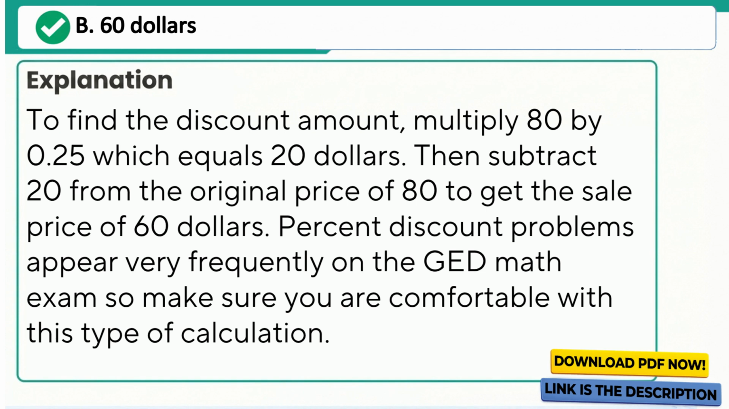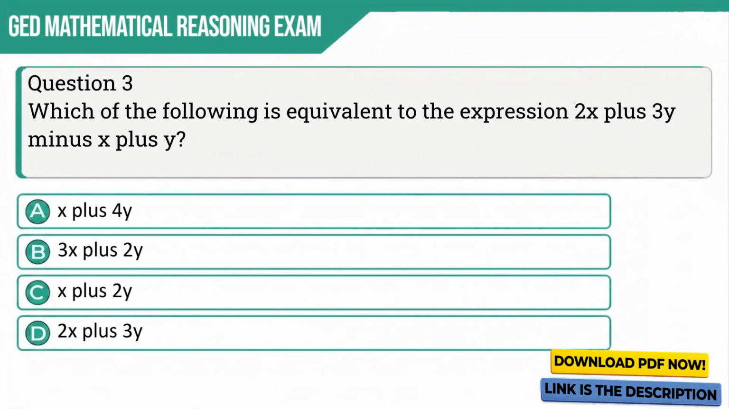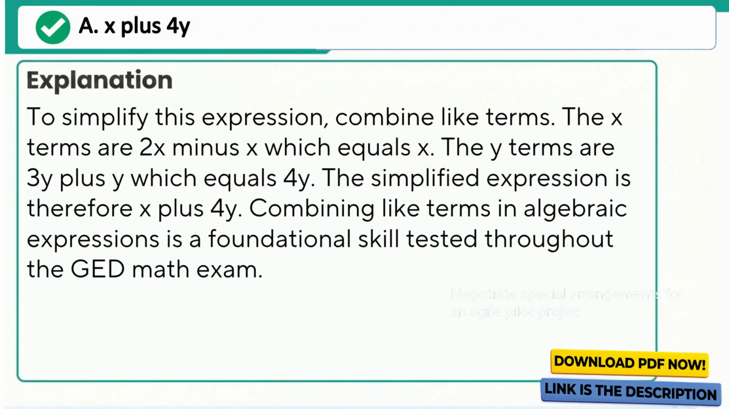Question 3. Which of the following is equivalent to the expression 2x plus 3y minus x plus y? A. x plus 4y, B. 3x plus 2y, C. x plus 2y, D. 2x plus 3y. Correct answer, A. x plus 4y.